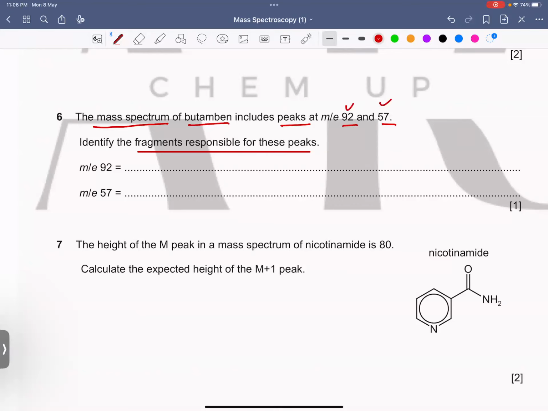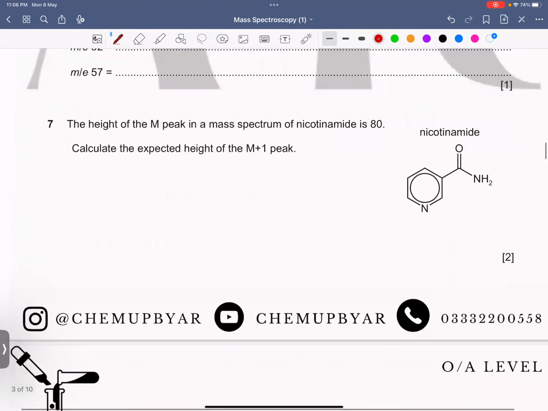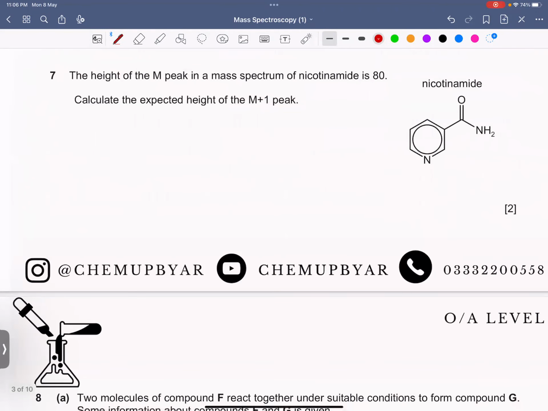Okay. So I'm now proceeding to the next question. The height of the M peak in the mass spectrum.